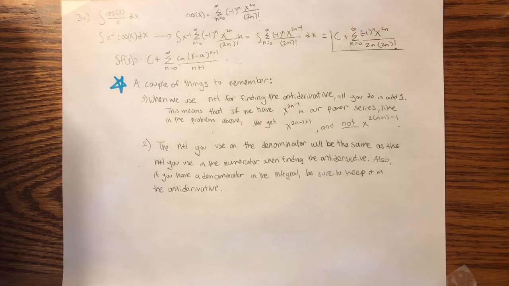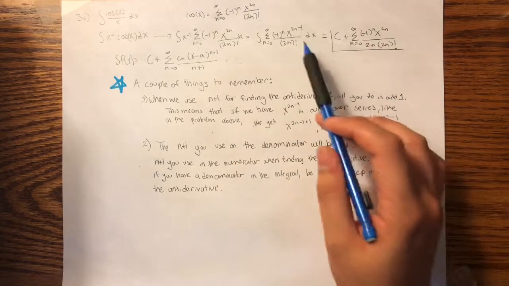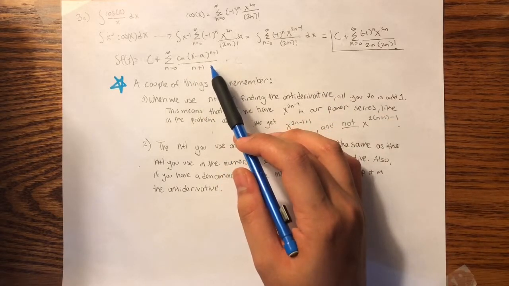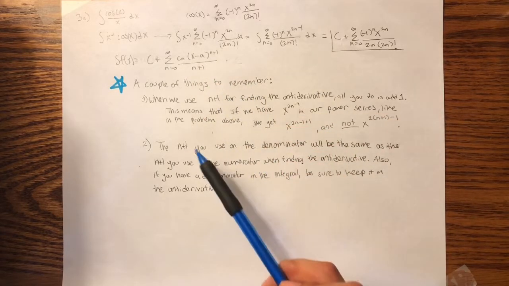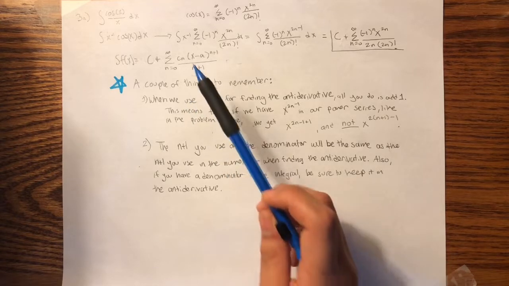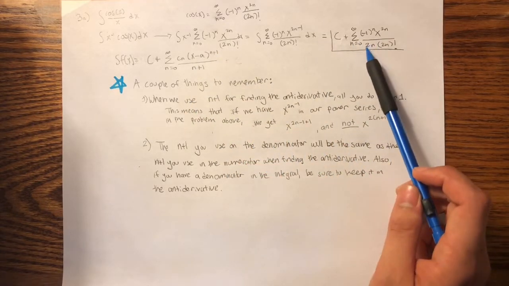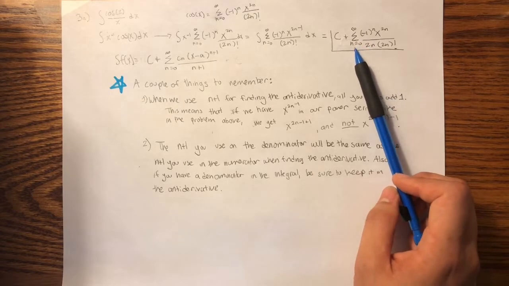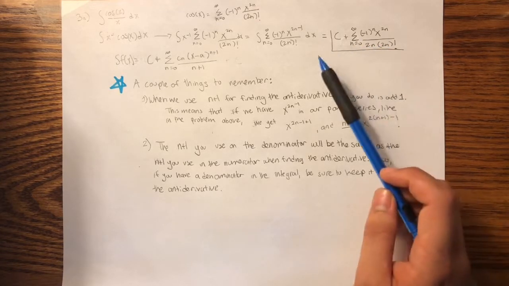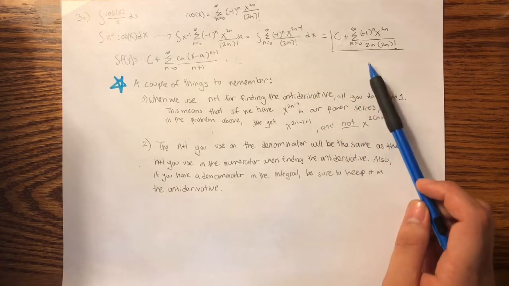Another reminder is that the n plus 1 you use on the denominator, so like the n plus 1 over here, is going to be the same as the n plus 1 you use in the numerator when finding the antiderivative. So this and this have to be the same, like you can see here where the 2n and the 2n. Also, if you have a denominator in the integral, like we did over here, be sure to keep it in the antiderivative.